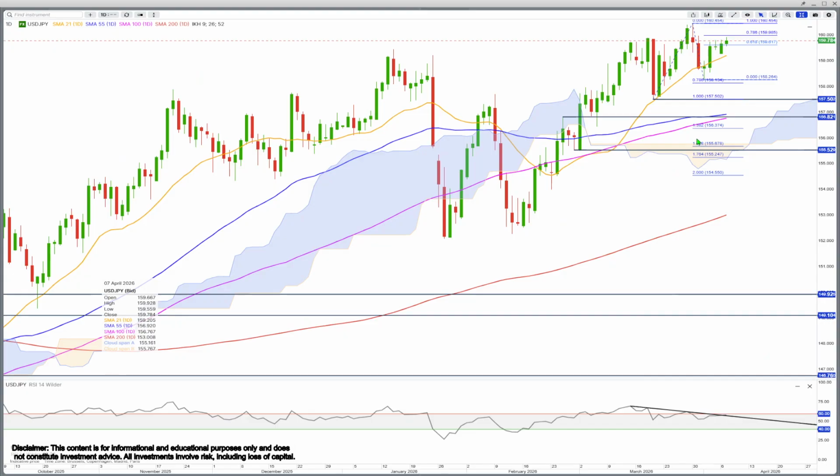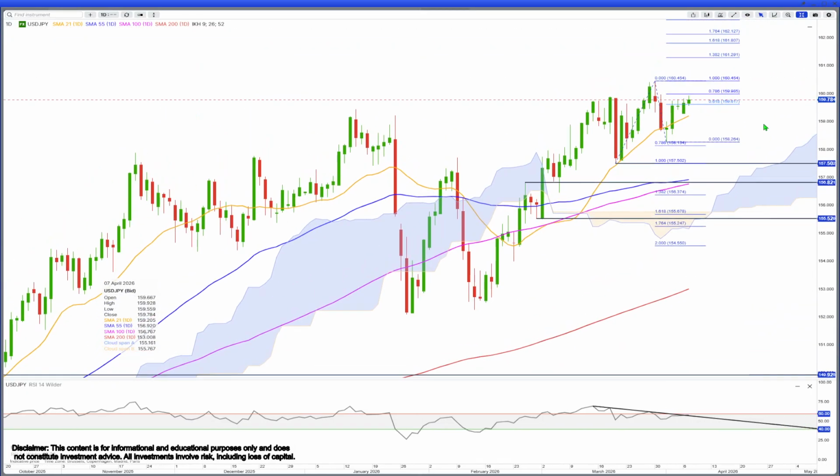On the yen pairs, well, let's zoom in a little bit there. We have dollar yen still in a bullish trend, higher highs, higher lows, higher highs, higher lows. And can it get a higher high? I believe it will, despite the fact that we do have a little bit of a divergence here.